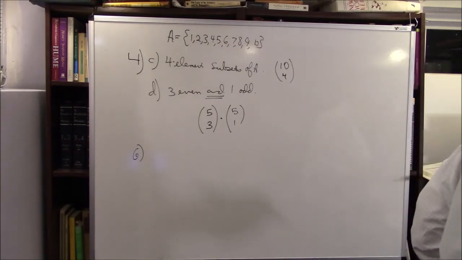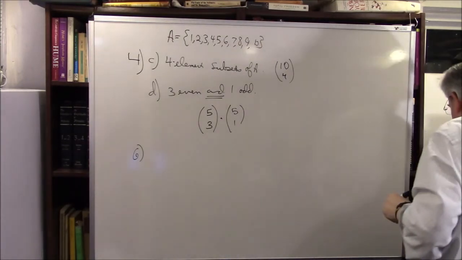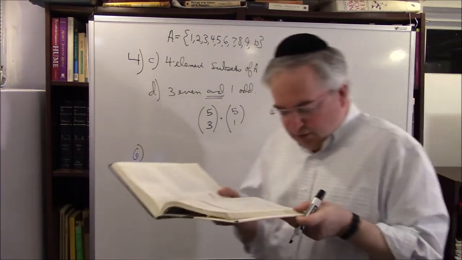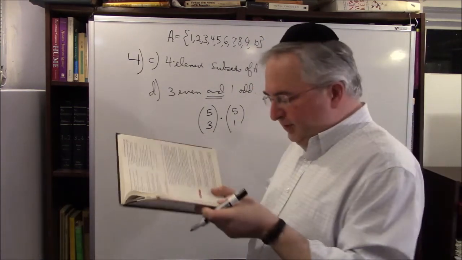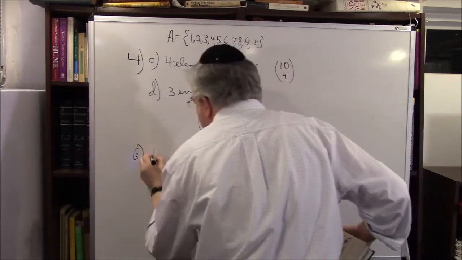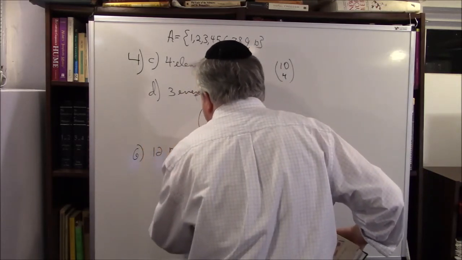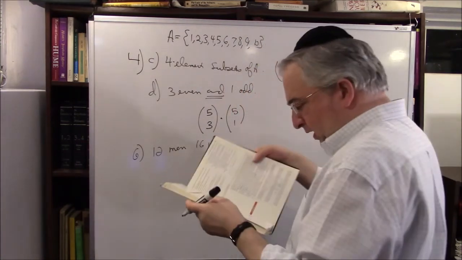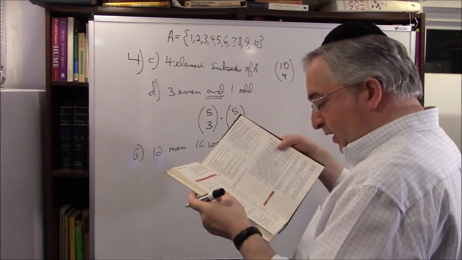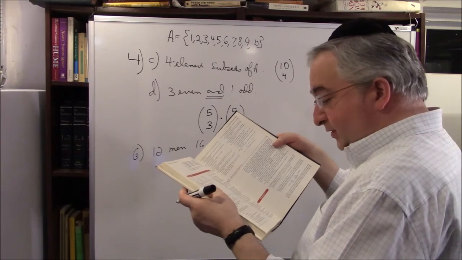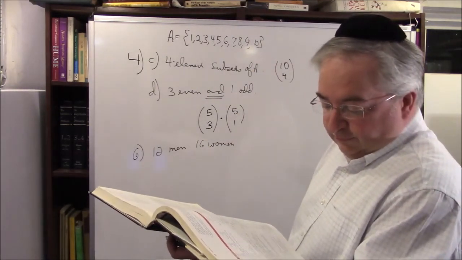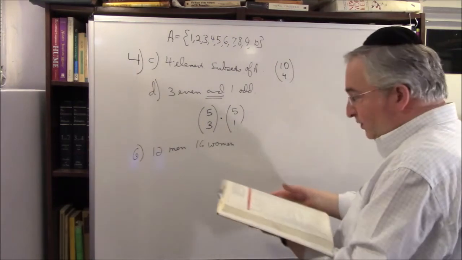Okay, great. Let's do 6. We're doing A, B, and C. 6. A certain class, okay, this is important. A certain class consists of 12 men and 16 women. 12 men, 16 women. Okay, and then we do now. How many committees means we don't care about the order. How many committees can be chosen from this class consisting of 7 people?